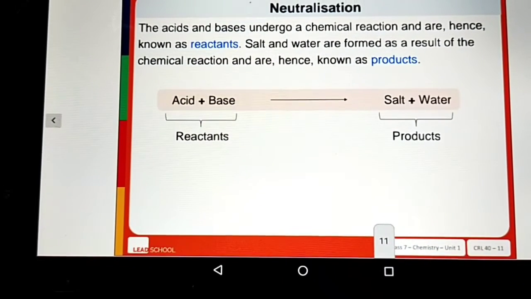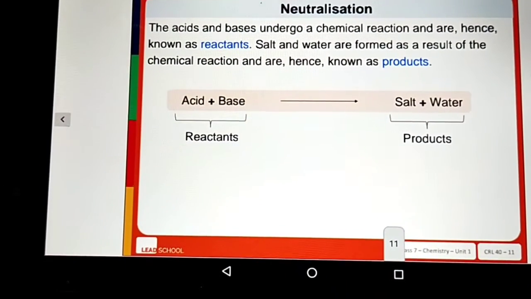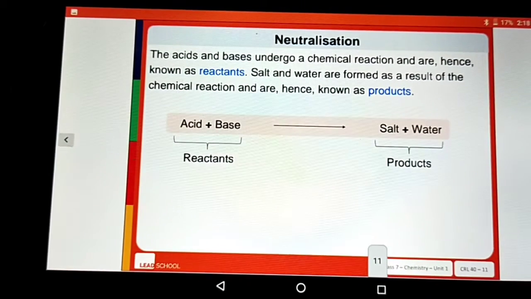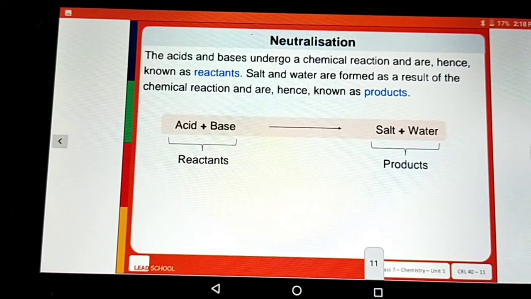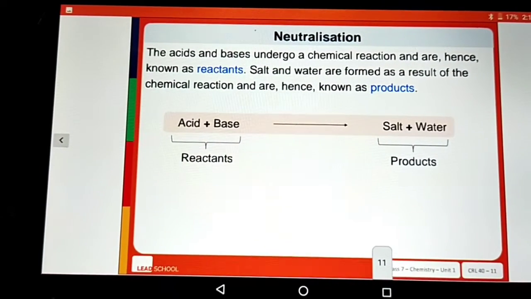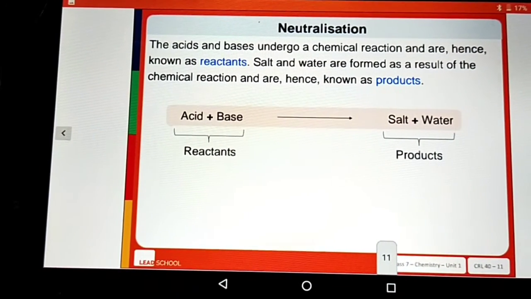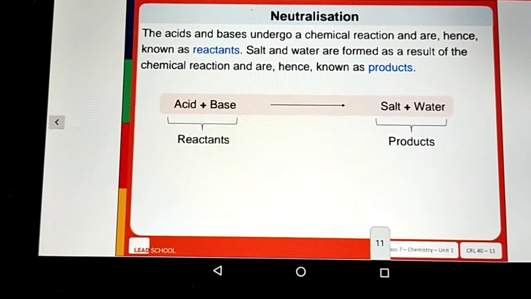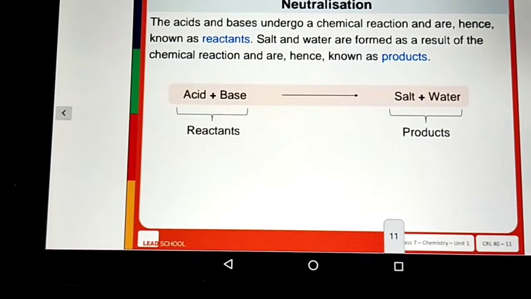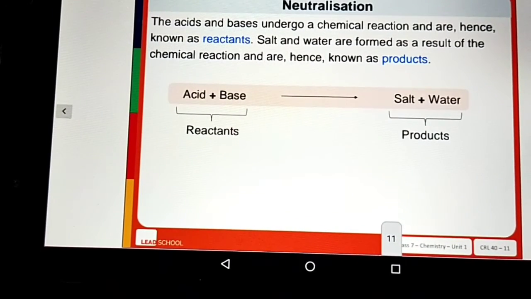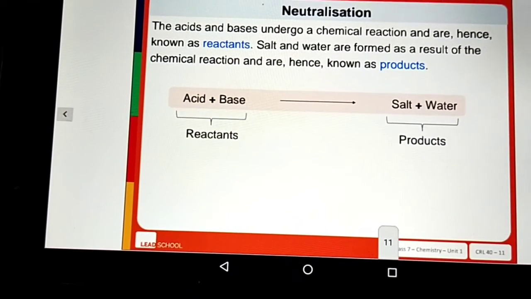Acid plus base reacts to form salt and water. Acid and base are undergoing a chemical reaction, so they are known as reactants. Reactants means the substance which reacts. Here acid and base both are reacting with each other and they are producing salt and water. So salt and water are referred to as products.